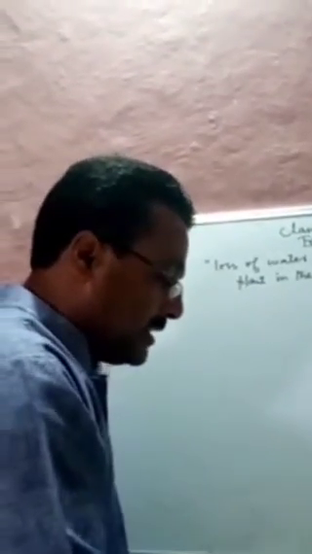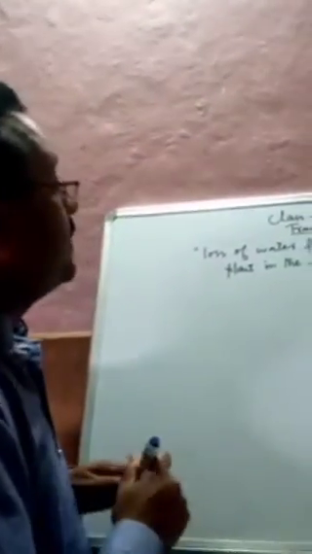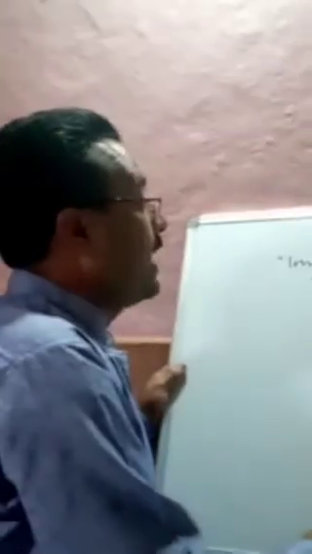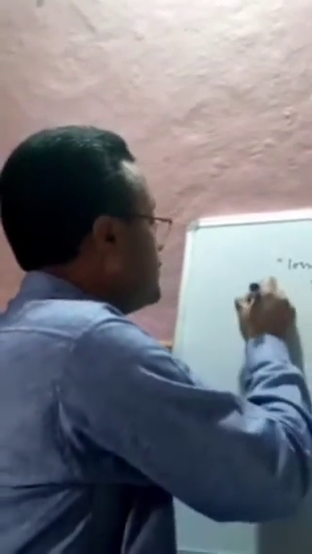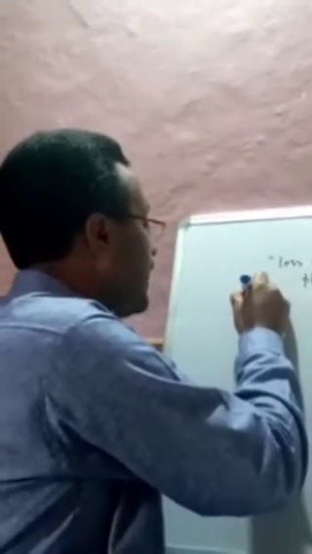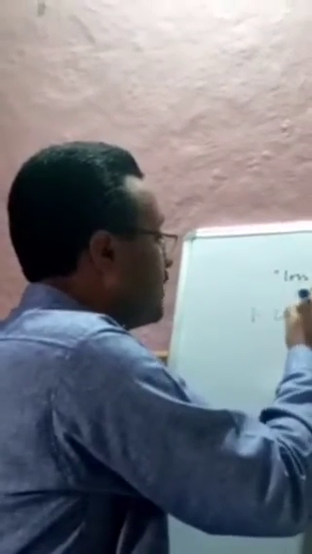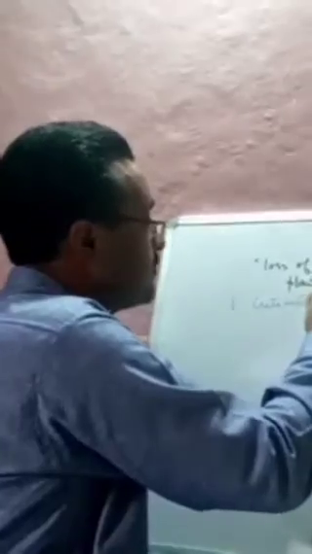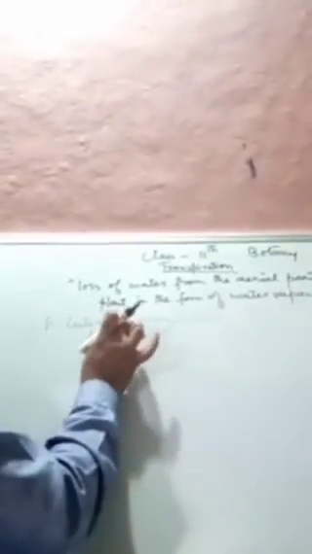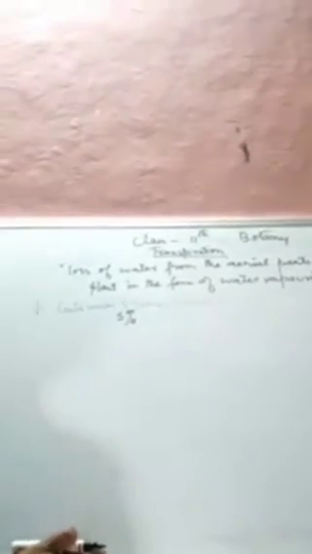Now this transpiration is of different types. The first one is called cuticular transpiration. About 5% of the transpiration takes place by means of this cuticular transpiration.